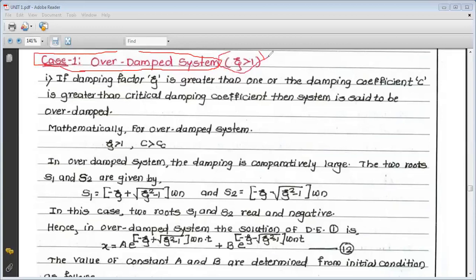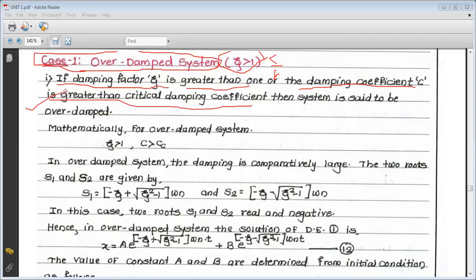What is the value of zeta, that is the damping factor, greater than 1? So what is an overdamped system? If the damping factor or damping ratio zeta is greater than 1, and we know that zeta is nothing but C upon Cc, so if the value of damping coefficient C is greater than Cc, that is the critical damping coefficient, then the system is said to be overdamped.